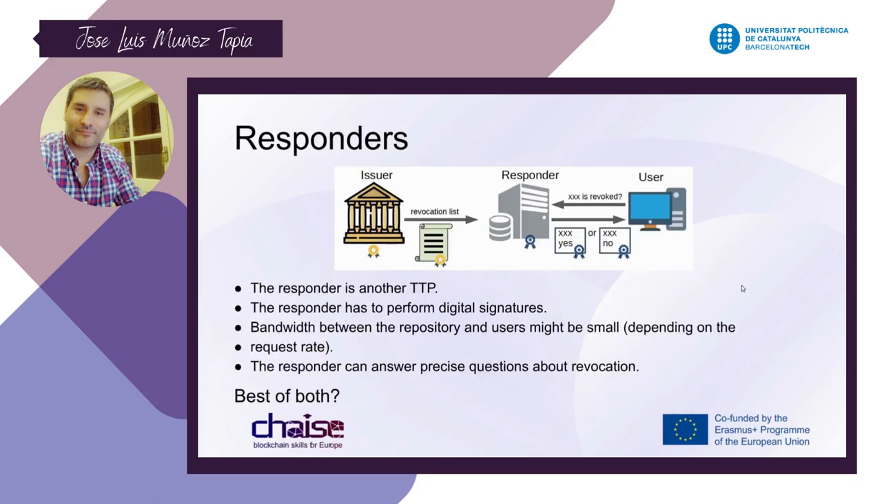Can we do it differently? Yes, we can do it with what we call responders. In this case, the issuer still generates a list of revoked identifiers and sends this list to an intermediate server that we call the responder. And then users just ask for the identifier they want. Here our user will say, okay, is identifier XXX revoked, is it in the list? And then this responder will say yes or no.